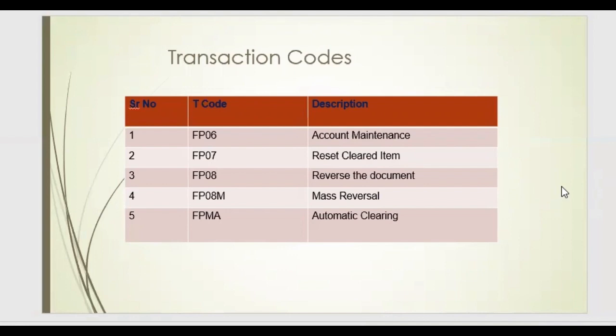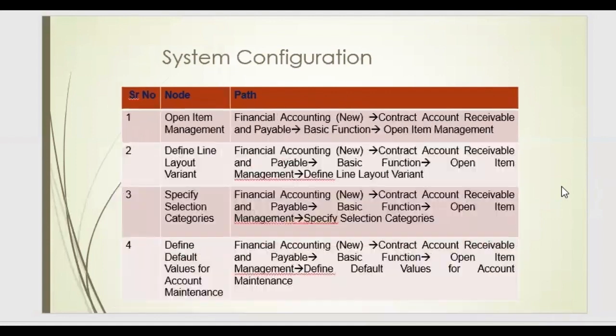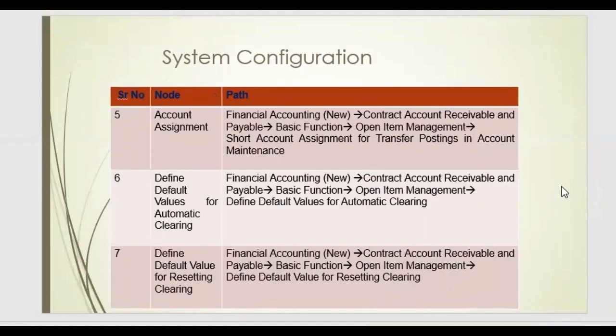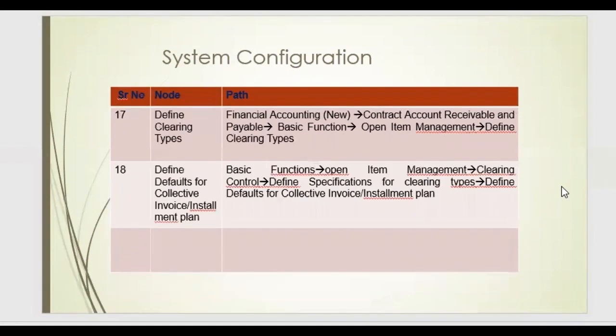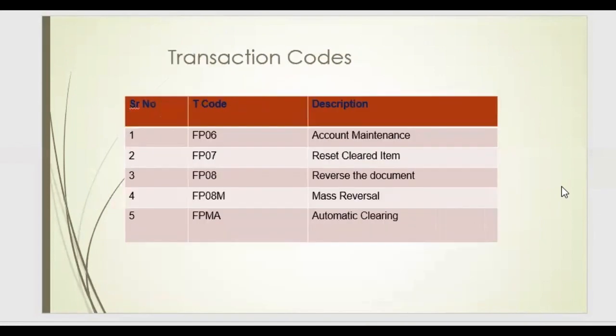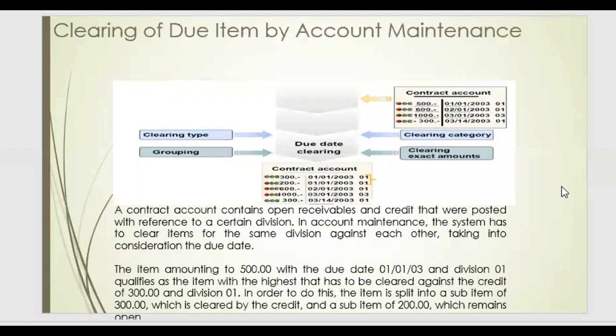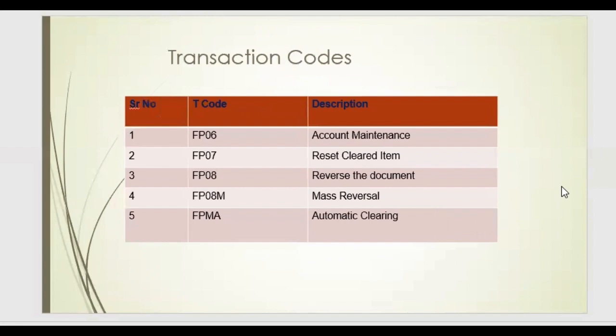All right, so we'll do the configuration of the display, because based on the display, you will see all the information like posting date, due date, contract account, clearing document in a simple screen. Okay, so there are T codes here: FP06 account maintenance, FP07 clearing reset. These are for the operations. For mass reversal, FPO8M, for FPMA, automatic clearing.